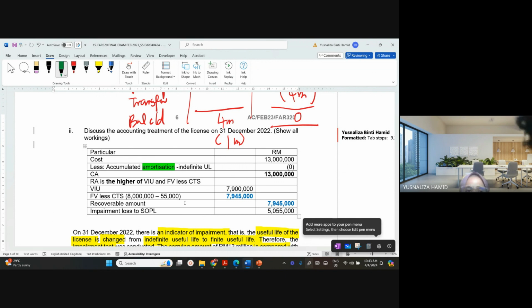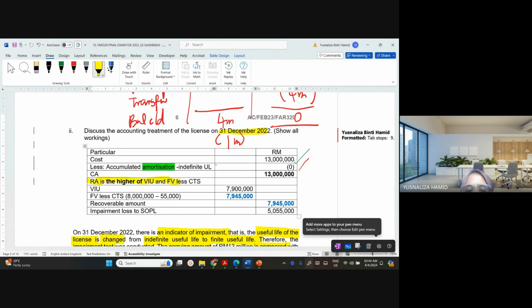So first you have to see here that the cost of the license was 13 million. Check the question. And there, at first there was no amortization. Why no amortization? This is as at 31st December 2020. So there is no amortization here. And what I was doing is for up to 2020. Okay, so therefore the carrying amount is 13 million. So that 13 million will be compared with the recoverable amount.